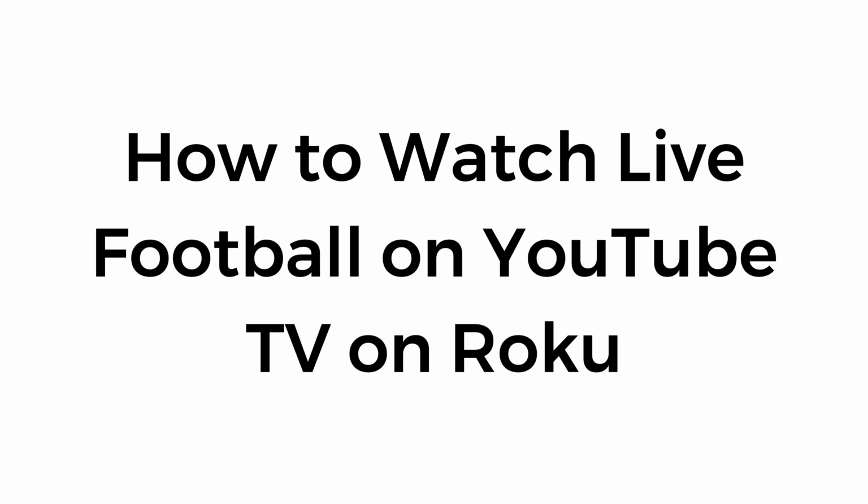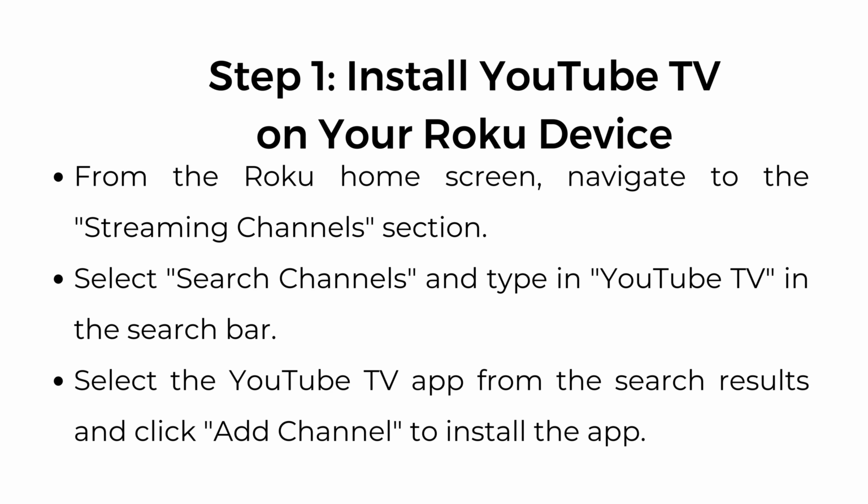How to watch live football on YouTube TV on Roku. Step number 1. Install YouTube TV on your Roku device. From the Roku home screen, navigate to the Streaming Channels section. Select Search Channels and type in YouTube TV in the search bar. Select the YouTube TV app from the search results and click Add Channel to install the app.